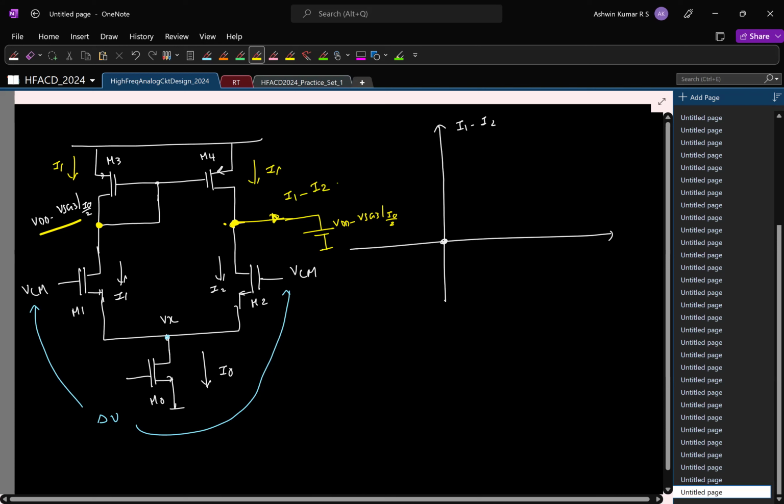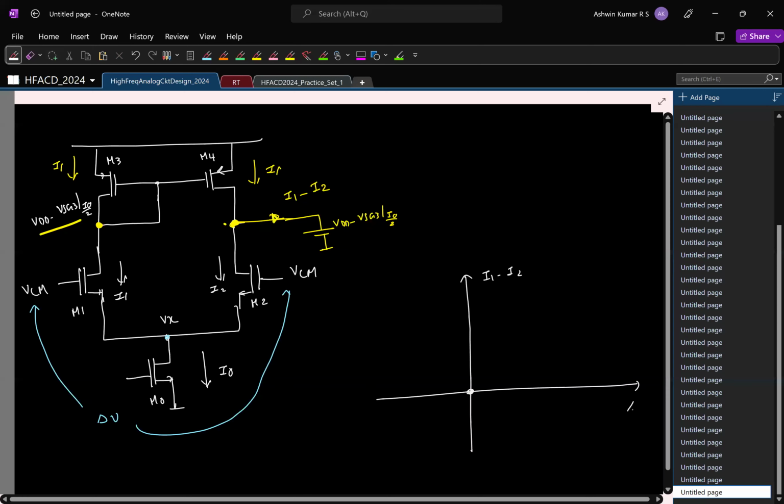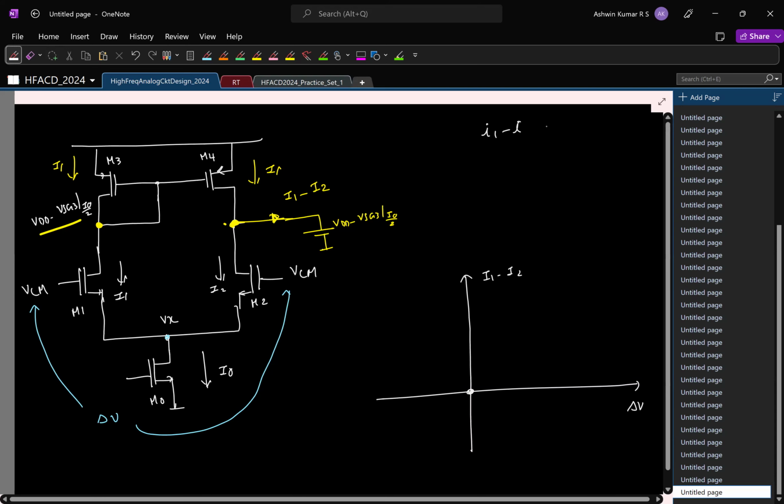So, I'm sort of indirectly measuring the short circuit current here. Okay. So now tell me what will be the slope. For a small delta V, what will be the I1 minus I2? I1 minus I2 is the short circuit current. How is it related to delta V?